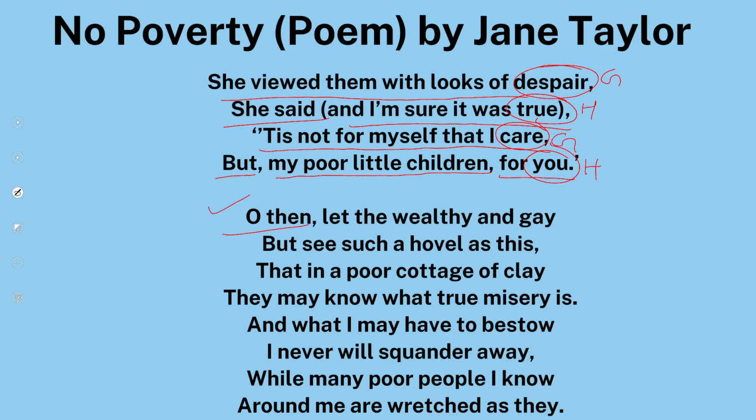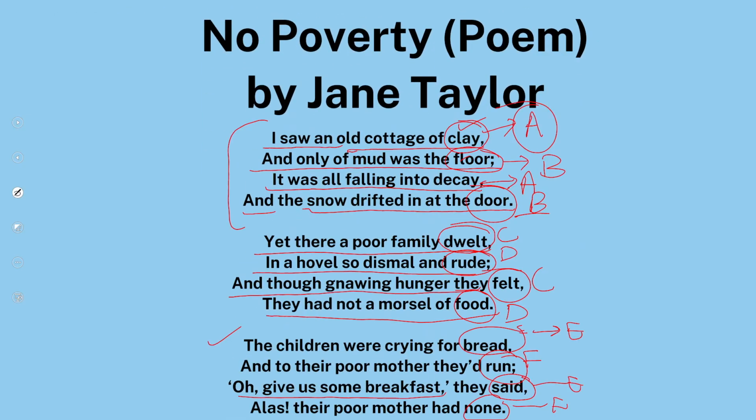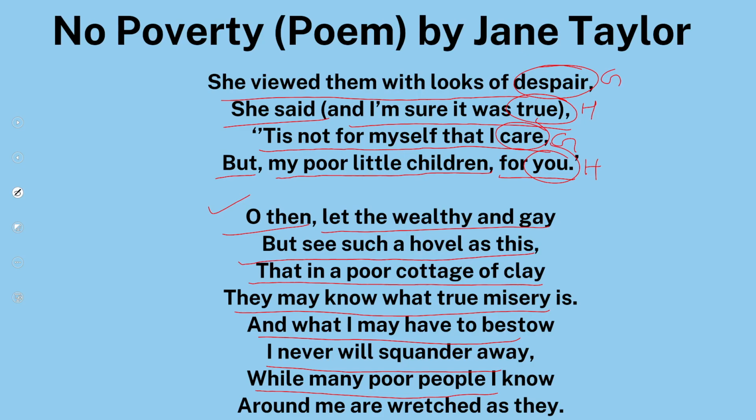Now, the next stanza. Oh then, let the wealthy and gay but see such a hovel as this, that in a poor cottage of clay they may know what true misery is. And what I may have to bestow, I never will squander away, while many poor people I know around me are wretched as they. Now, let's see. We don't have anything here. Now, we will call it I. Gay and clay are matching. This and is, we will call it J. Now, bestow and know, K, away and they.